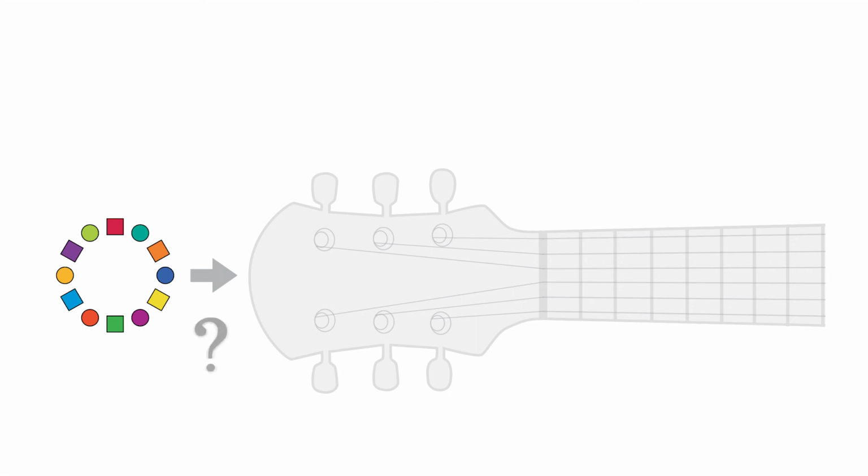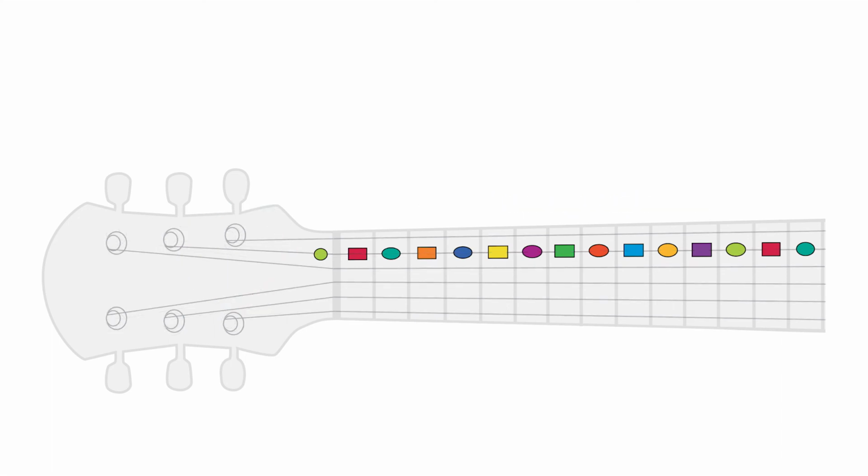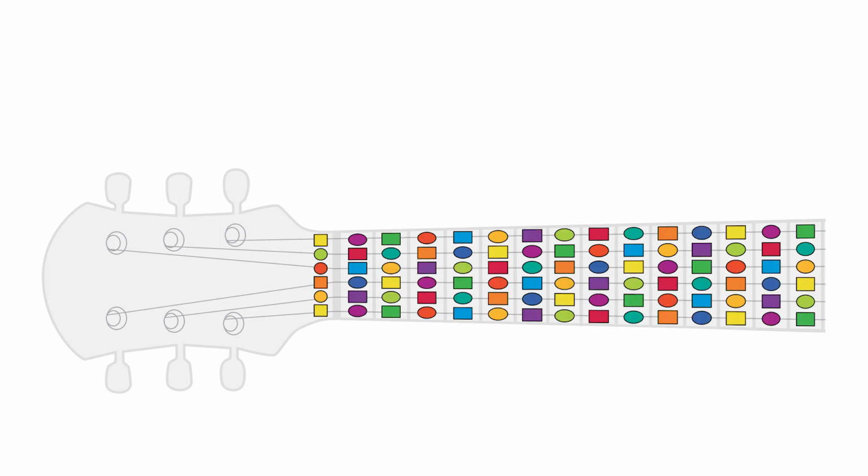But how? Well, the answer is simple, and something that you already saw at the start of this lesson, which is this. Because every string on the guitar is a chromatic scale, with the notes rising in half-step intervals through each fret, all we have to do is unwind our circular scale and apply it to the fretboard like this. And then of course, we can just do the same with each string to fill in the fretboard with notes that follow the guitar's tuning.